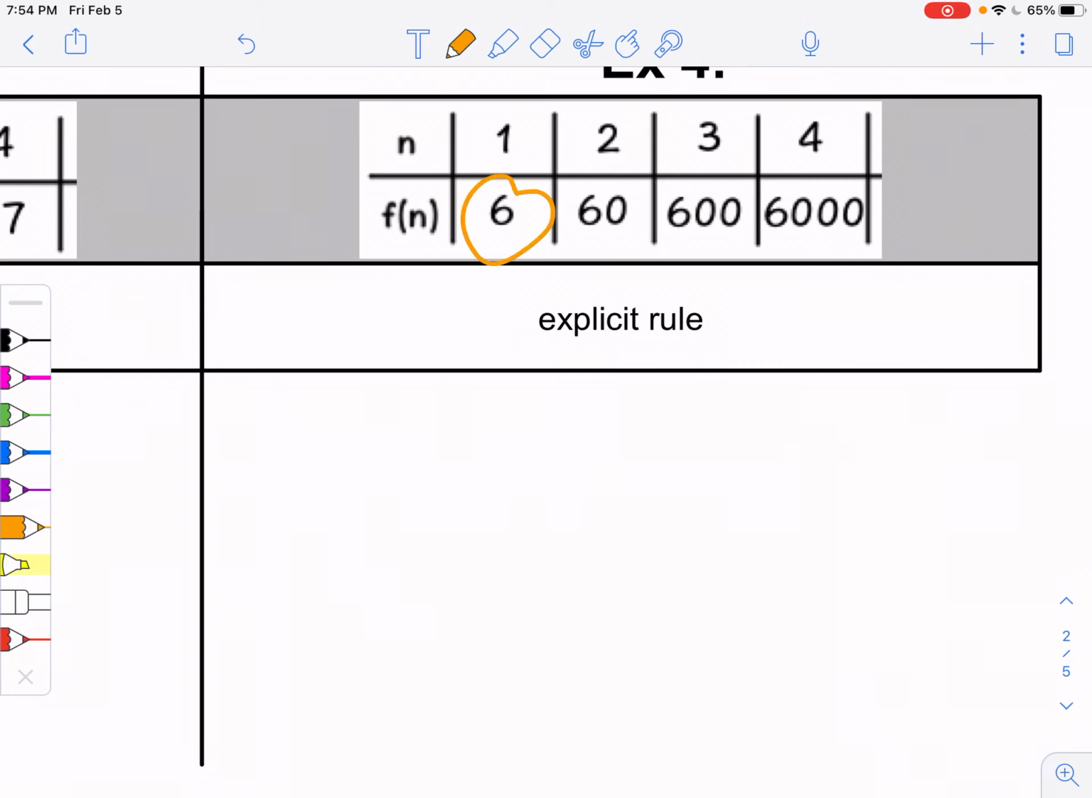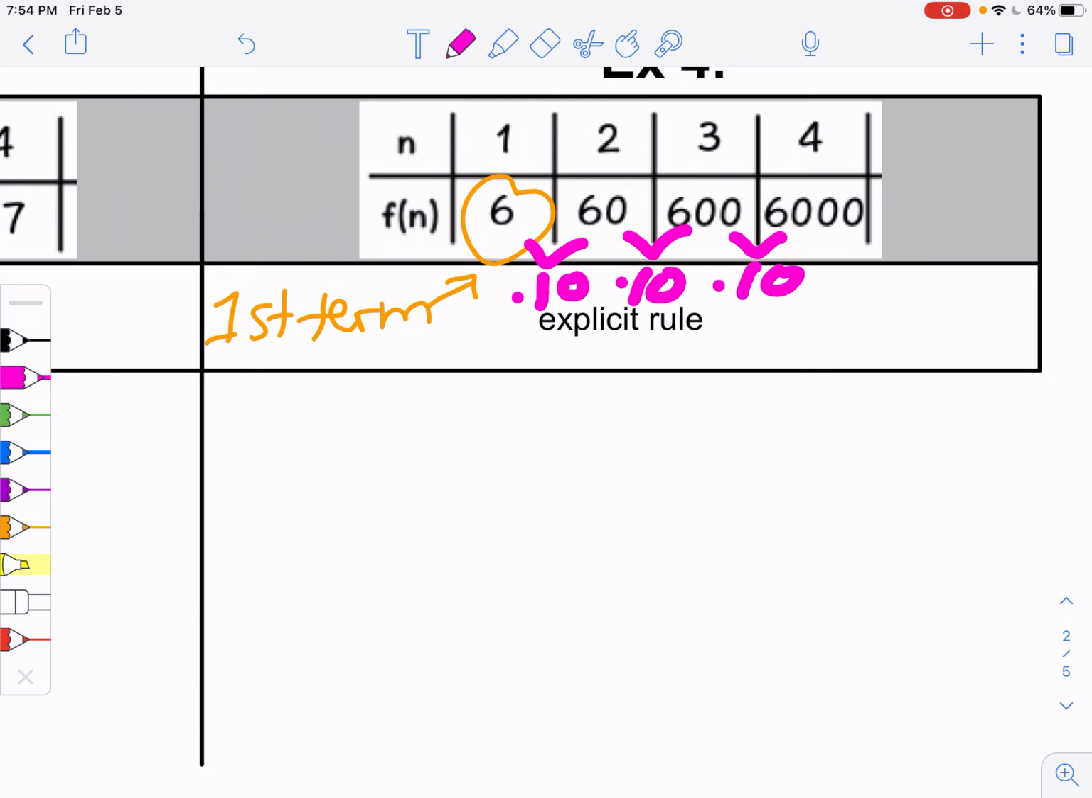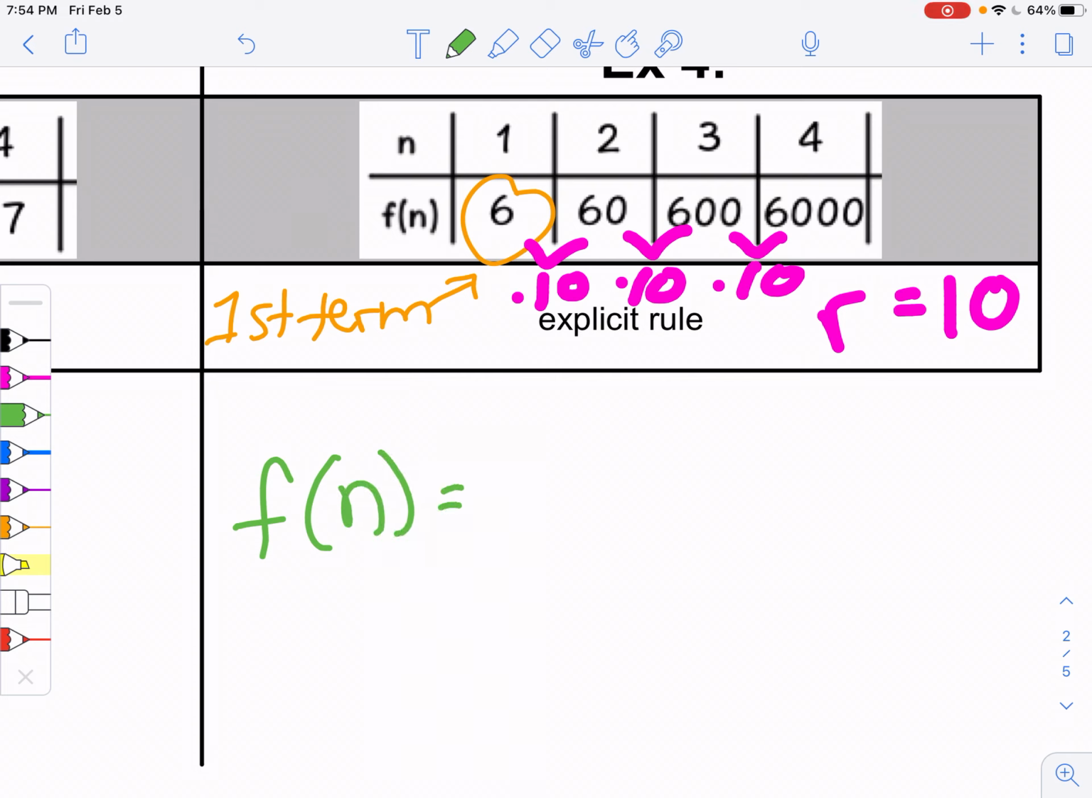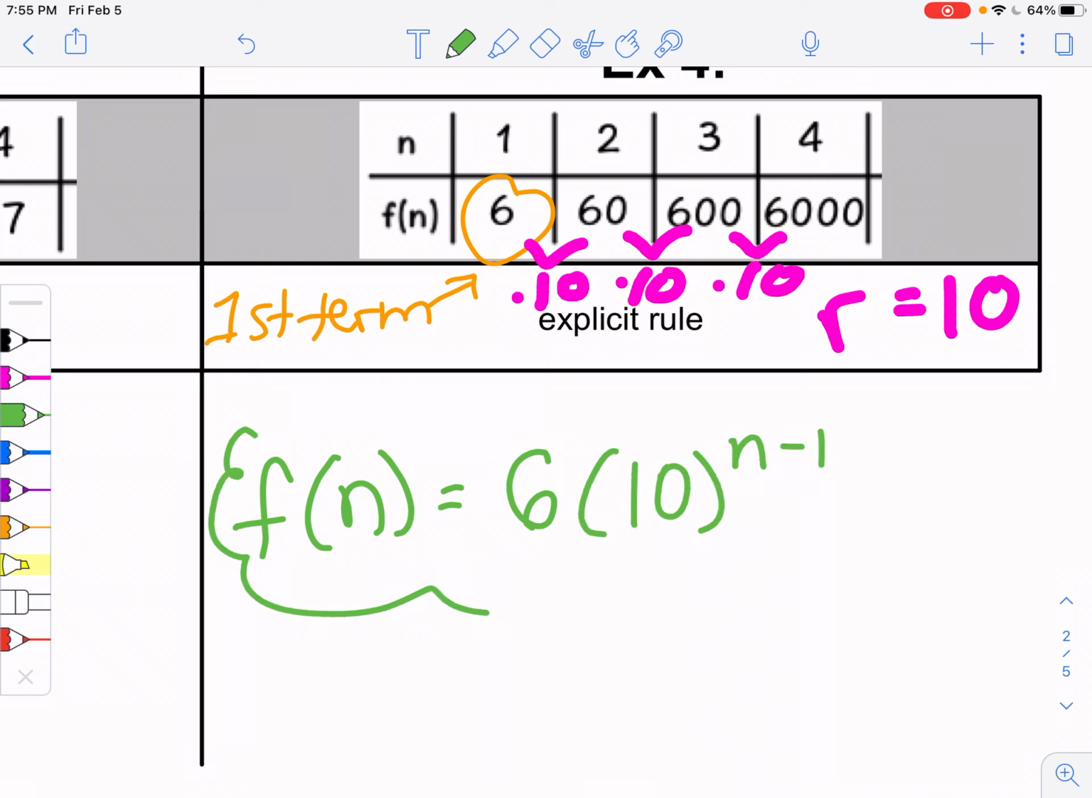Going down here, I have 6 is my first term. And to get my second term, I have to multiply by 10 one time. To get my third term, I have to multiply by 10 2 times from the beginning. To get my fourth term, I have to multiply by 10 3 times from the beginning. So my r value is 10. So for my explicit rule, I have f of n equals the first term times the common ratio of 10, n minus 1 times.